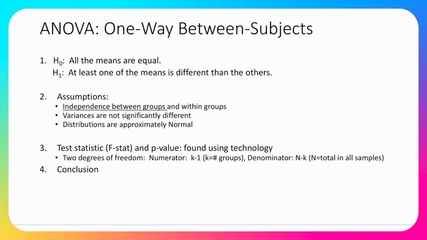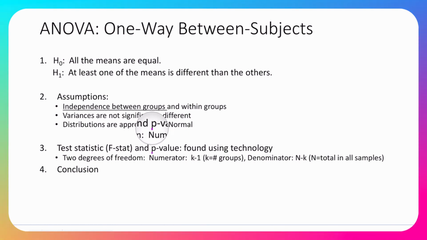Okay? All right. So we're going to compute a test statistic. Actually, we're not going to compute it. We're going to use technology because computing the F statistic by hand is incredibly tedious. One of the most tedious things you could do without technology. But we're going to have a test statistic and p-value just like always, and we're going to find those using technology. And then we're going to calculate our degrees of freedom.